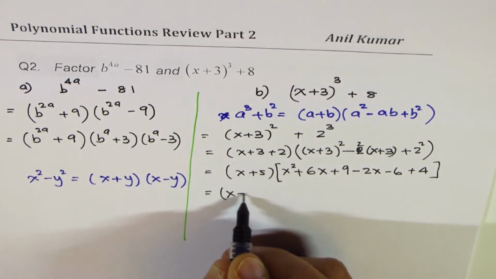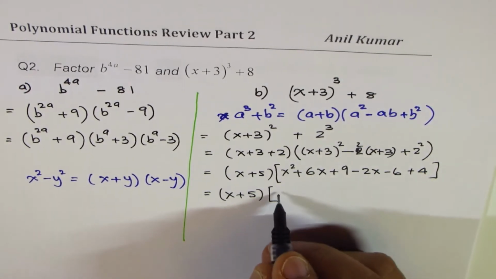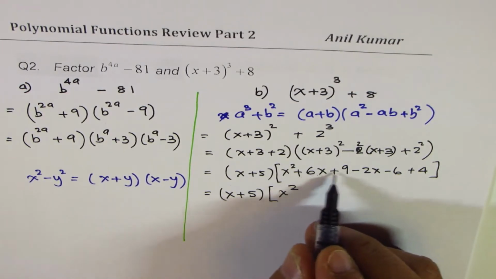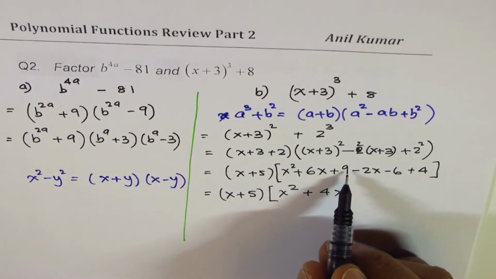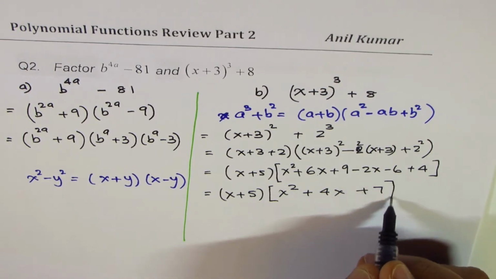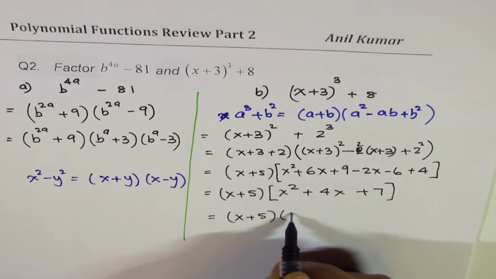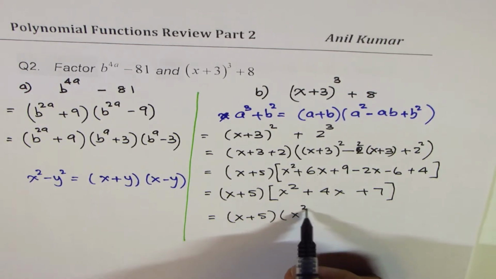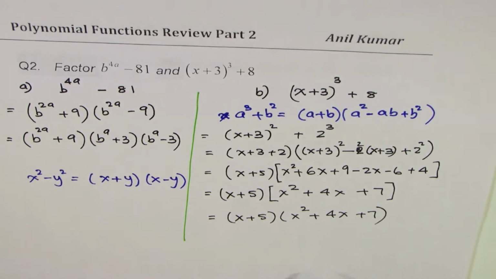which could be written as (x plus 5) times, combine the like terms, x square, 4x for 6x minus 2x, and 9 minus 6 is 3 plus 4 is 7. So we get our answer as (x plus 5) times x squared. So let's check if we can factor this. No, this cannot be further factored. So let's write down x squared plus 4x plus 7 as our final solution, right?